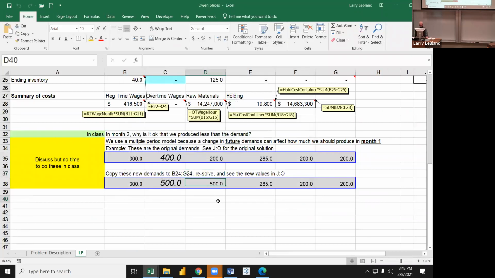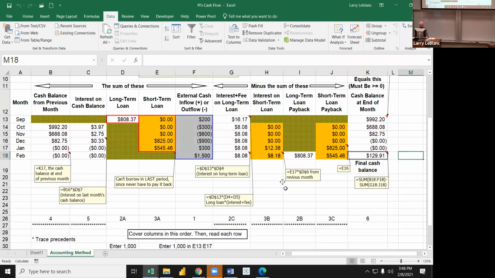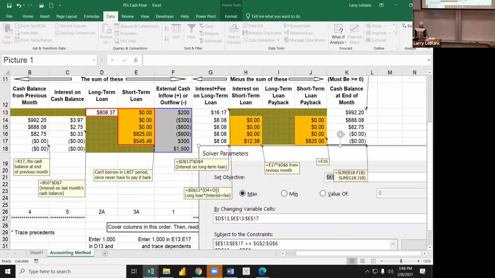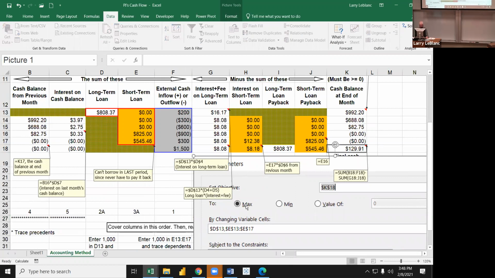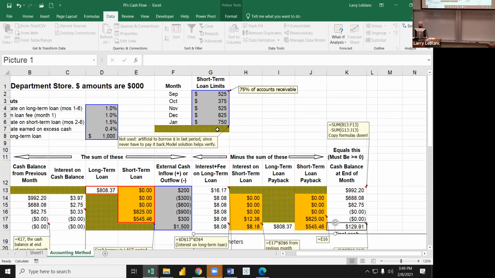Solver found a solution, everything's okay. Oh, and it takes me back to my previous model. I've seen that before. Control V. We max K18. The cash balances are not allowed to go negative. K13 through 18 is the cash balance at the end of the months. They're not allowed to go negative. The big loan cannot exceed the upper limit, and each little loan cannot exceed these gray cells up here.